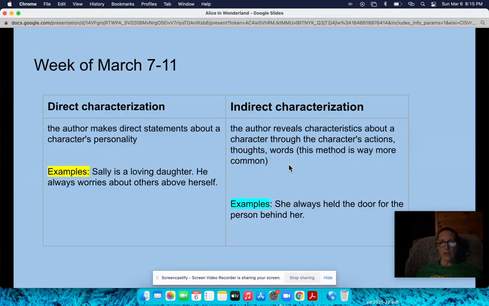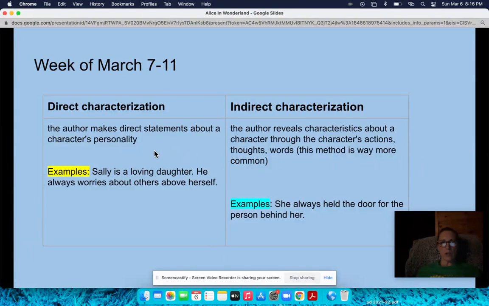In indirect characterization, the author reveals characteristics about a character through the character's actions, thoughts, and words, and this method is way more common. Here's an example: she always held the door for the person behind her. In this example of indirect characterization, we have to make an inference about this girl based on the action. And since she holds the door for people, we can infer that she is a polite person.